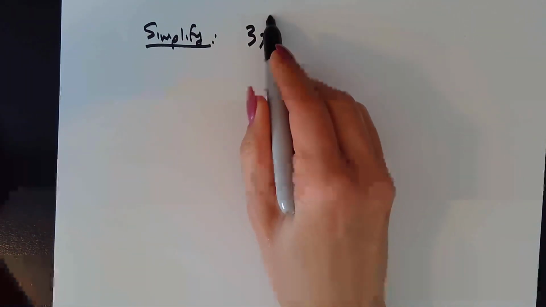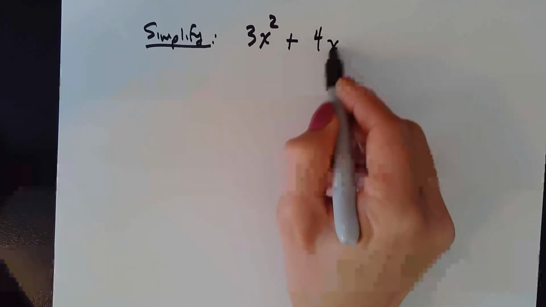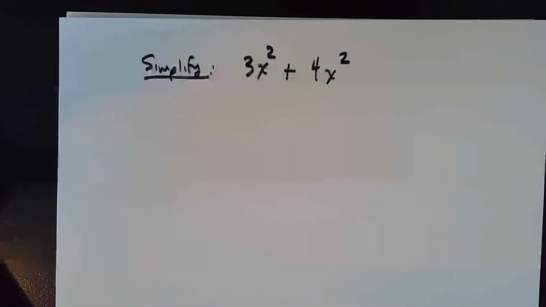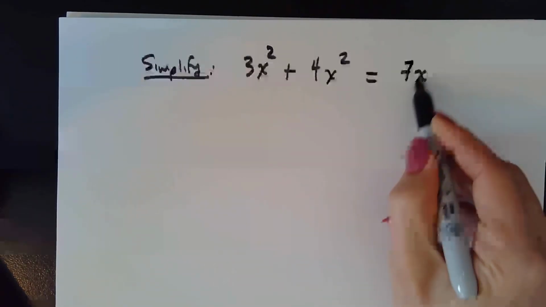So suppose you want to simplify something like 3x squared plus 4x squared. These are like terms, so I can add them. And it's like adding real numbers. 3 plus 4, that's equal to 7. So that's going to give us 7x squared.